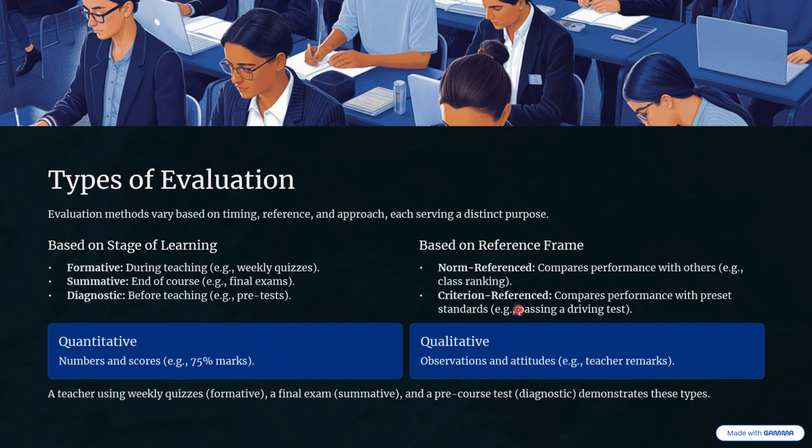So next we also have quantitative and qualitative evaluations. The first one is quantitative evaluation based on numbers and scores. The next one is qualitative. It is based on observations, attitudes, and descriptive information.